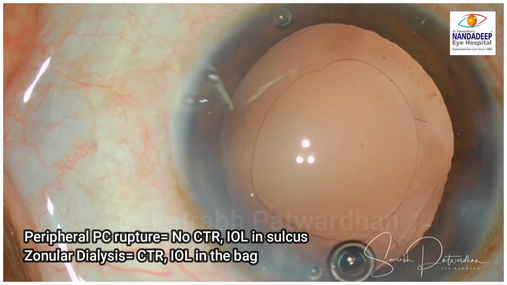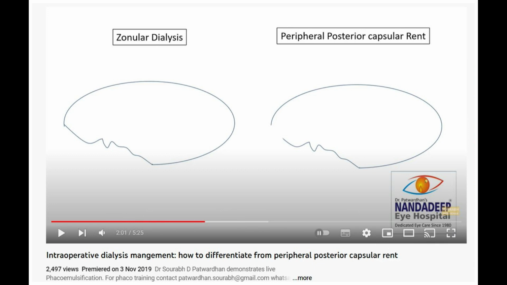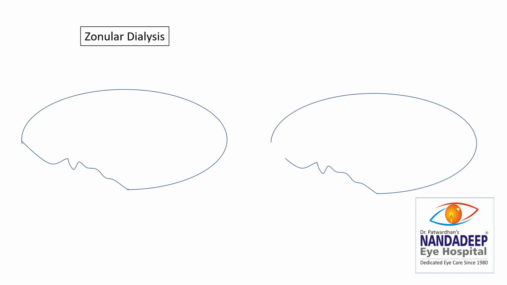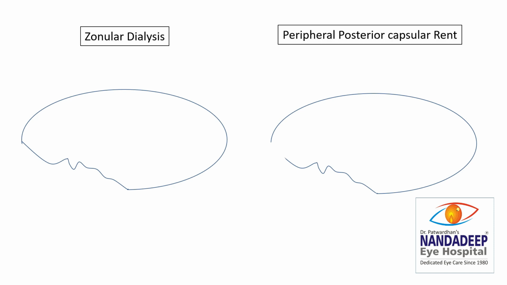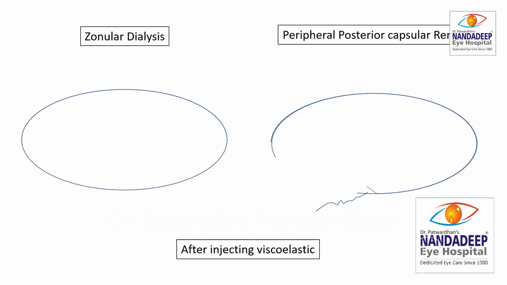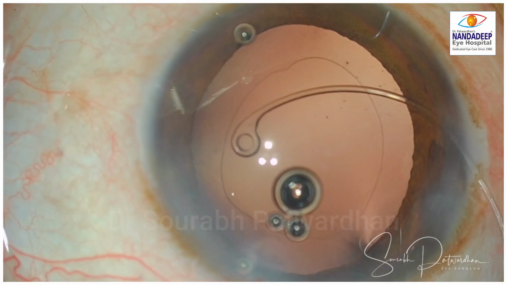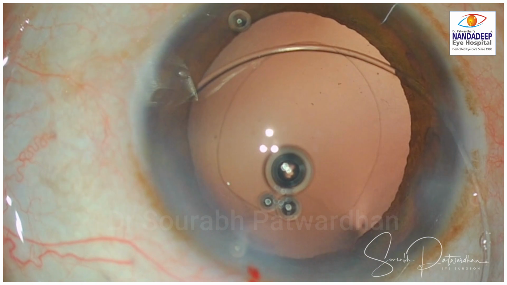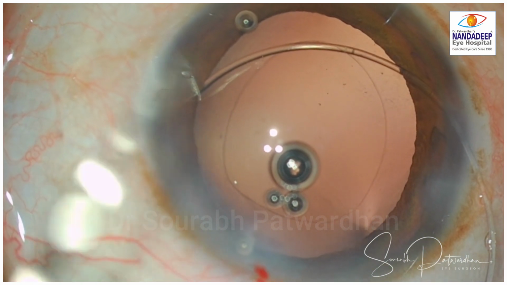Now once I inject OVD, you can see there is no visco going inside. This was shown by me in an earlier video to differentiate between peripheral zonular dialysis and posterior capsule rent. Once we inject OVD, what we find in zonular dialysis is that the bag regains its former contour, and in case of peripheral posterior capsule rent, there is eversion of the edge of the tear and the visco will go into the vitreous. Here it is clearly just zonular dialysis and not posterior capsule rent.